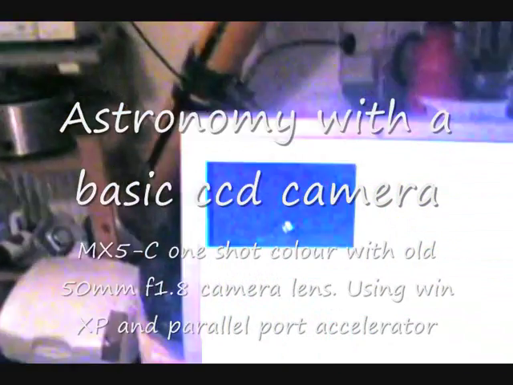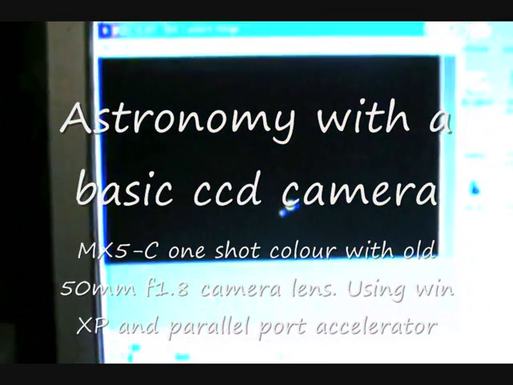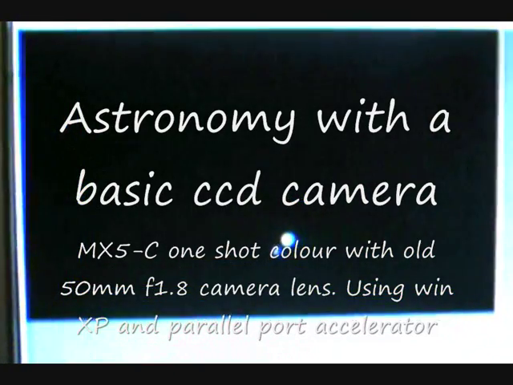Imaging with the MX5 CCD camera. Here we have an attempt to get focus sorted, and I've used an ordinary 50mm camera lens from an old SLR camera. You can see I'm nearly getting focus. I'm on to Ursa Major, and you can see that there's a double star there.